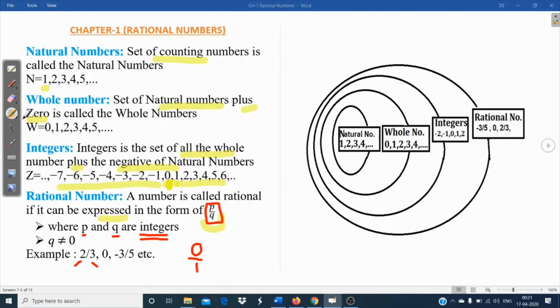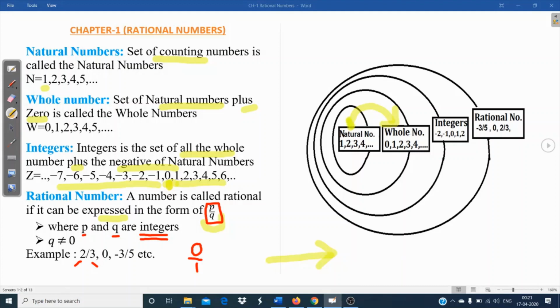Now you can see here, students, on the right hand side I have made some sets of numbers. If you understand this figure, you will be able to answer many objective questions. Whenever we are moving from left to right, all the statements will be true. If I say all natural numbers are whole numbers, is it true or not? All natural numbers means 1, 2, 3, 4, the numbers starting from 1. Is 1 a whole number? Yes, 1 is a whole number. So all natural numbers are whole numbers.